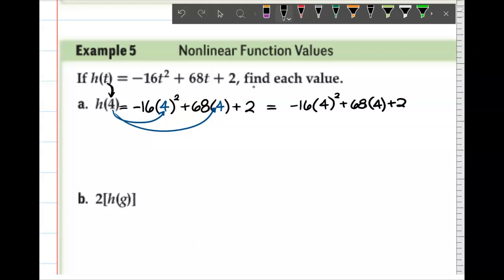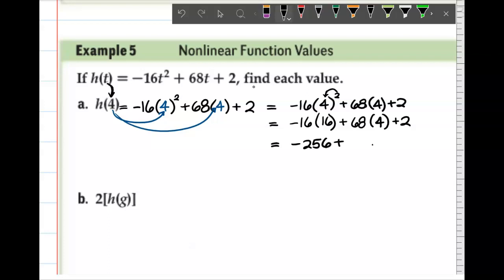P and E, parentheses, exponents. I need to handle squaring my 4. So I end up with negative 16 times 16 plus 68 times 4 plus 2. Order of operations will help you here. 16 times 16 is negative 256.